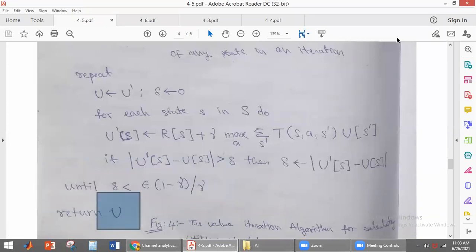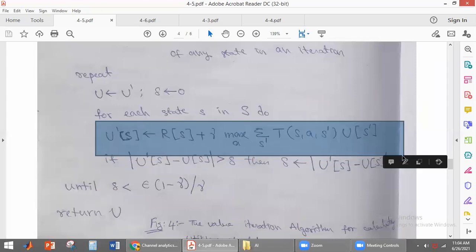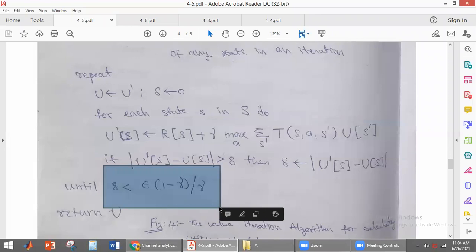This is the value iteration algorithm, students. We assume the initial utility values are 0, and every time we update the utility values using the Bellman update, in each and every iteration. Once we reach the equilibrium, meaning the error is less than epsilon, we have got the optimal utility values. So finally it returns the optimal utility values.